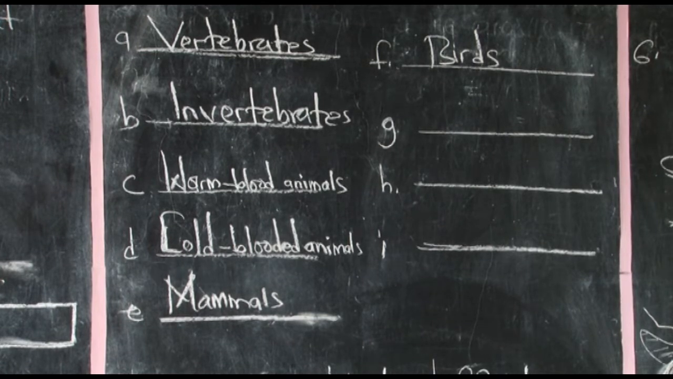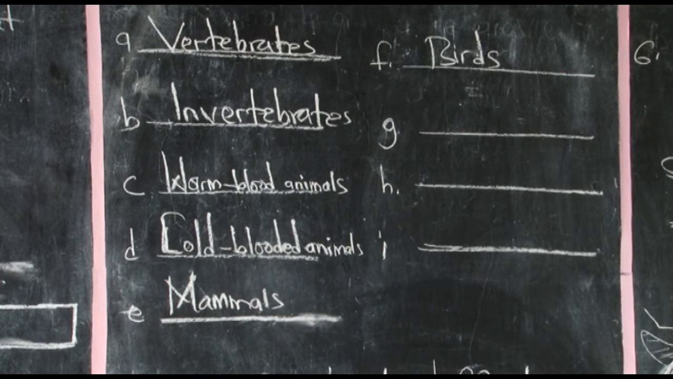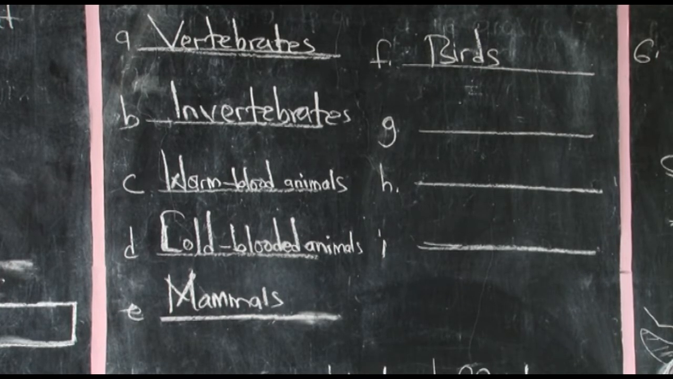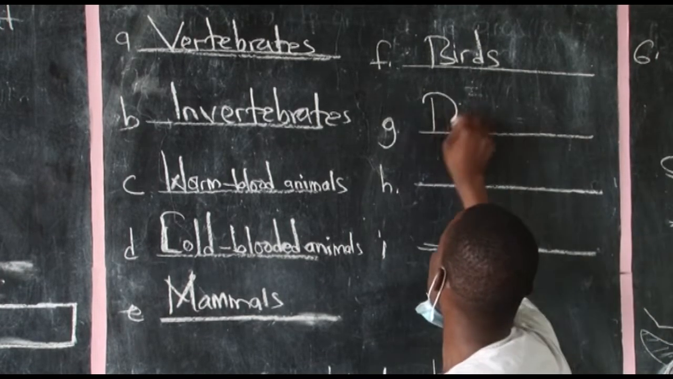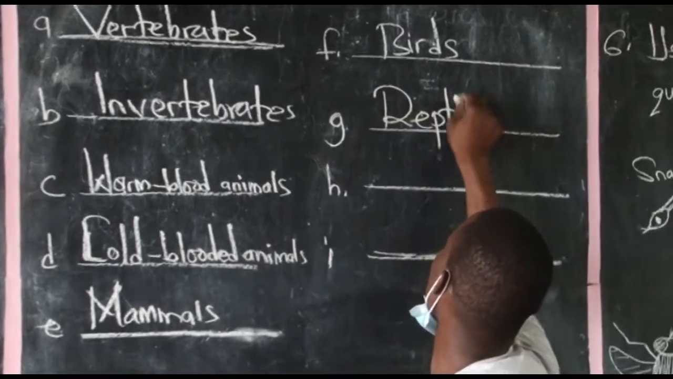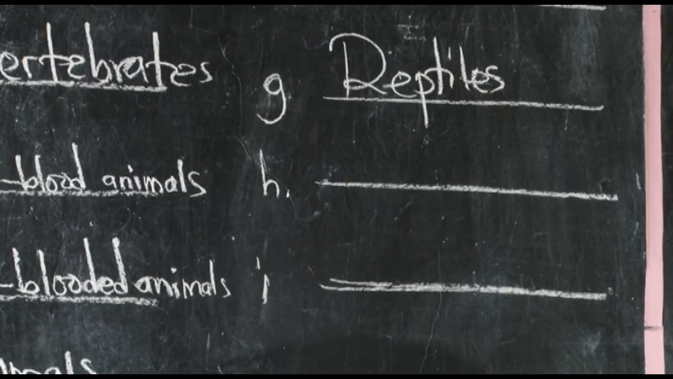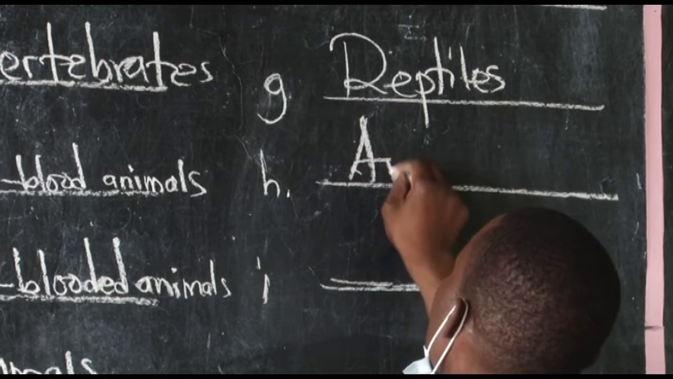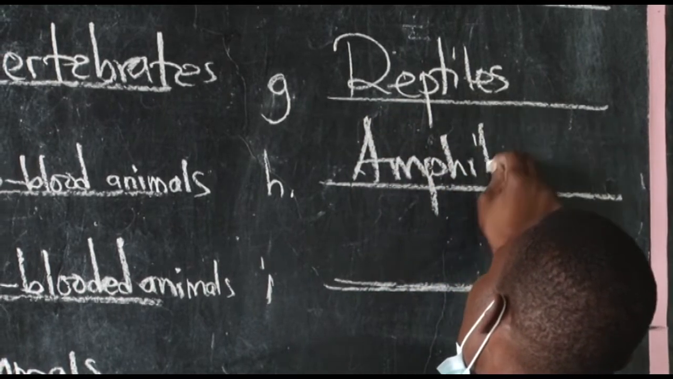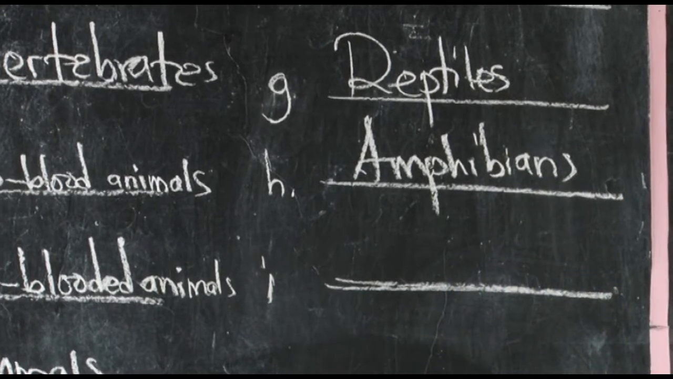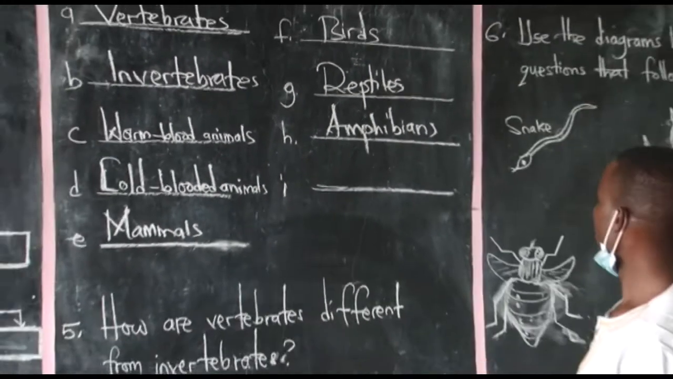And here we have 3 subgroups from the previous session we had. So we can simply begin from G, okay? Then G, we can say reptiles. And then H, we can say amphibians, okay? And lastly, the third one in cold-blooded animals will be fish.